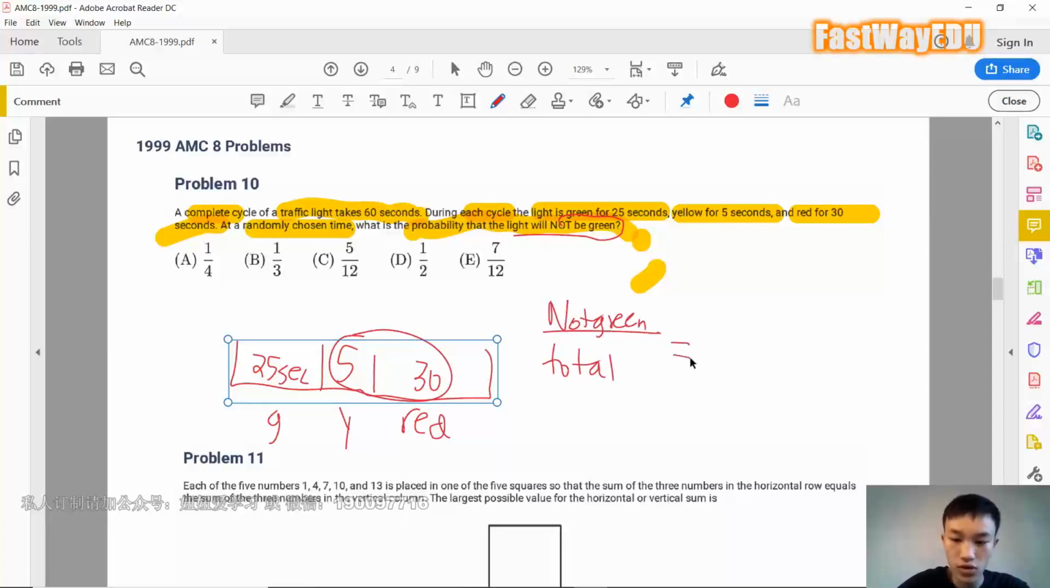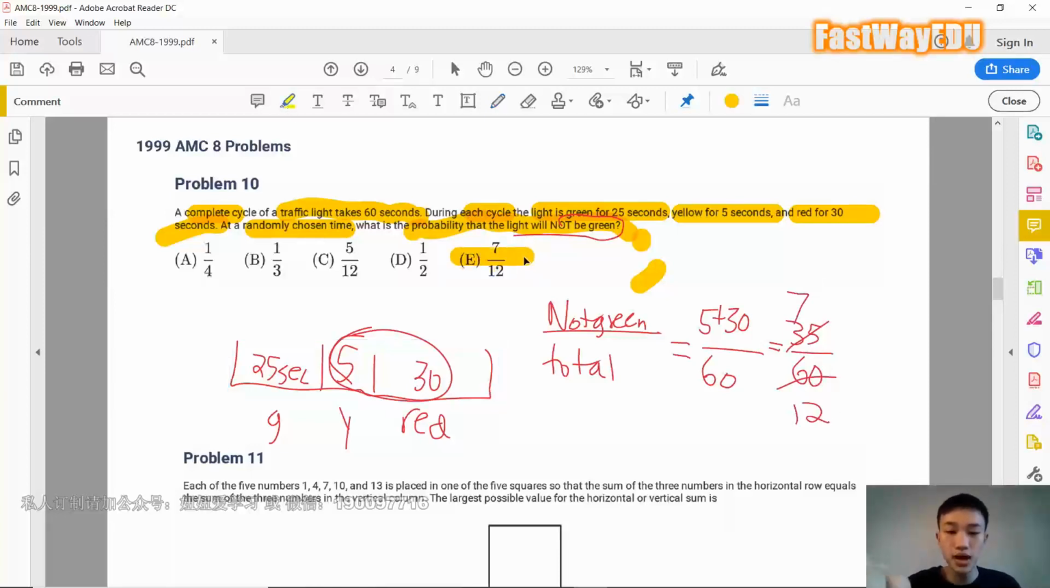So in this cycle, clearly there's a total of 60 seconds. In the numerator, we don't want the green, so we're going to add up the rest, which is 5 plus the 30, the yellow and the red. That's 35 over 60. We can reduce by canceling a factor of 5. That's 7 over 12. So our answer is going to be 7 over 12.